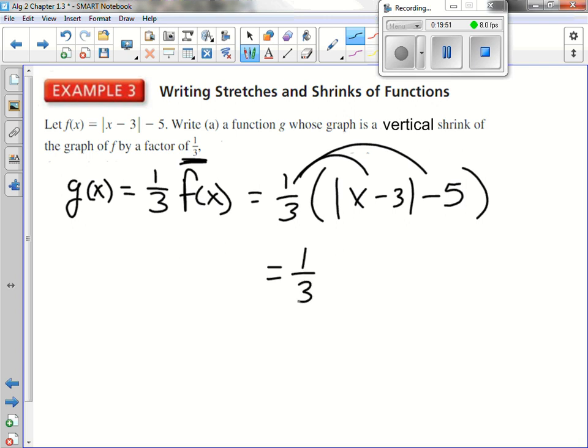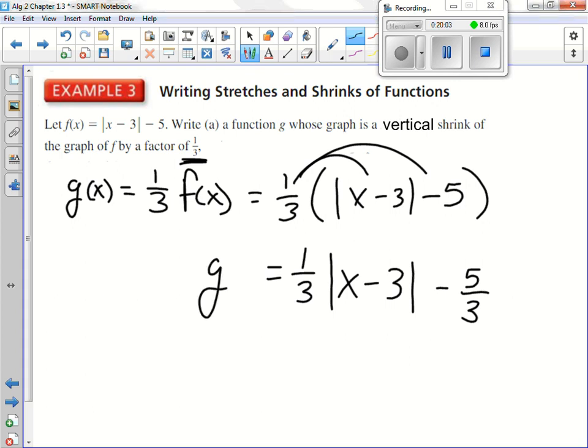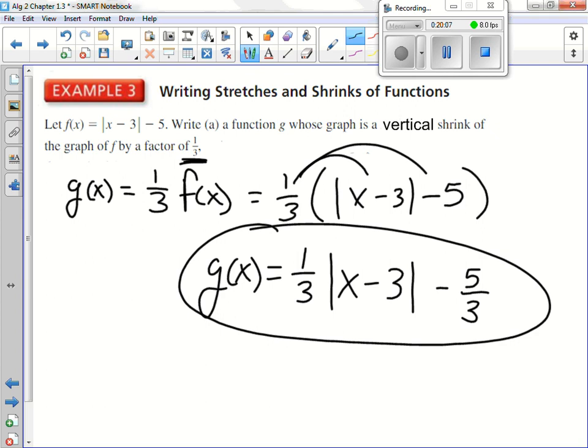Now, when we multiply the absolute value, the 1/3 does not go inside the absolute value bars. So it's just 1/3 times the absolute value of x minus 3. Now, 1/3 times 5 is just 5/3. So our new function with a vertical shrink of 1/3 is this right here. That's all we have to do for this one. We just multiplied it by 1/3, and we got 1/3 the absolute value of x minus 3 minus 5/3. And we're done.